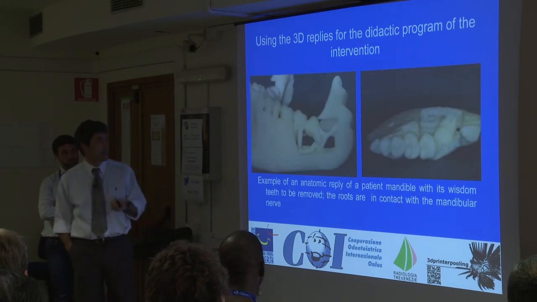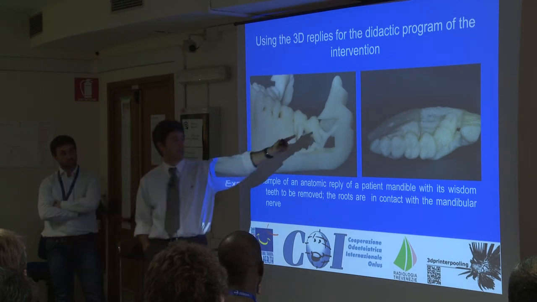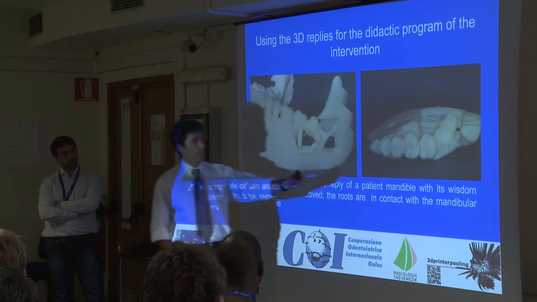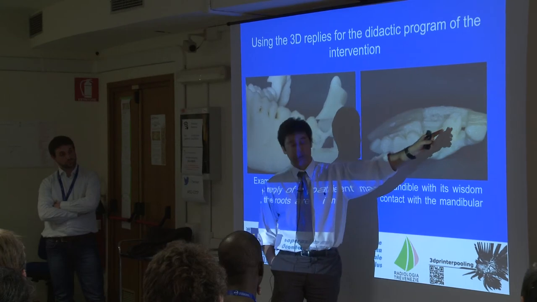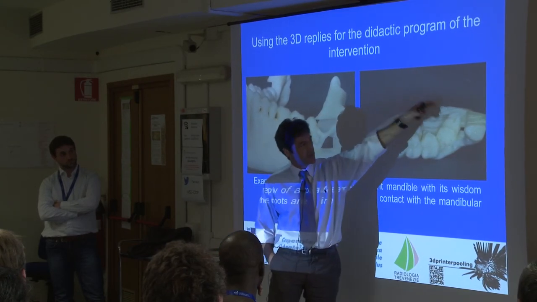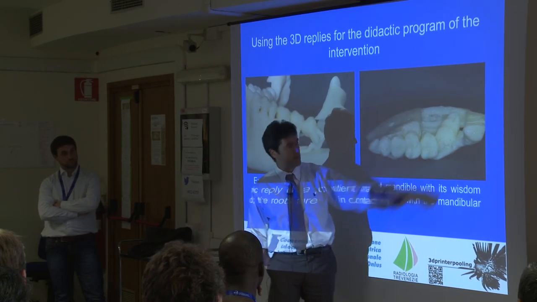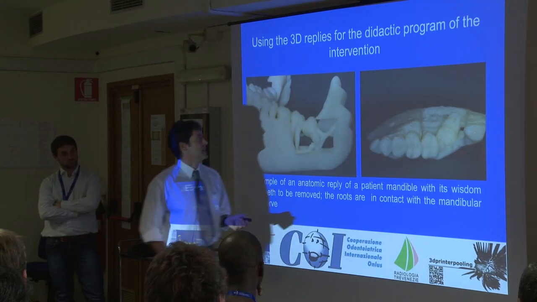So I can use this. It's very clear. I can see the position of the nerve, the position of the teeth and the root, and I can see, for example, that here the root is protecting the nerve. So the right side for the surgical approach is from the labial, the buccal side, not from the lingual, because here I have another nerve, the lingual nerve.